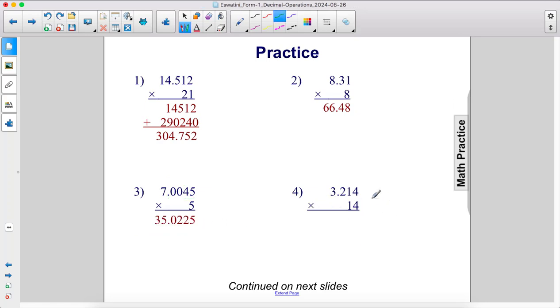3.214 times 14. 4 times 4 is 16. 4 times 1 is 4, plus 1 is 5. 4 times 2 is 8. 4 times 3 is 12. 0, keep going. 1 times 4 is 4. 1 times 1 is 1. 1 times 2 is 2. 1 times 3 is 3. Add them together. 6, 9, 9, 4, 4. Then we add 3 numbers to the right of the decimal. The answer is 44.996. And there you have it, all of the answers.